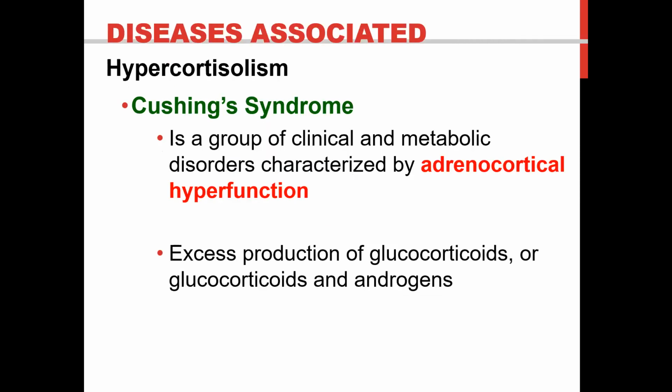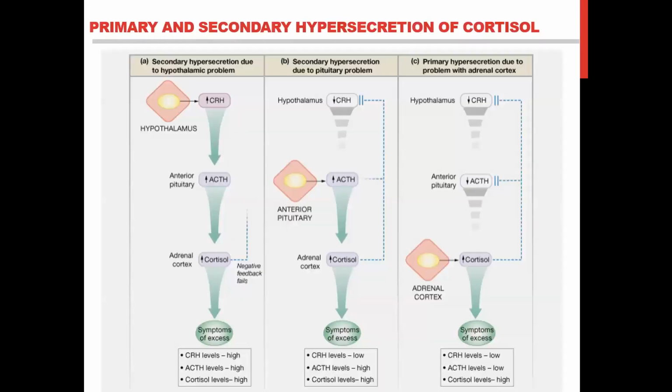For cortisolism, we have Cushing syndrome. This is a group of clinical and metabolic disorders characterized by adrenocortical hyperfunction, and there would be excess production of glucocorticoids and androgens. So this is the primary and secondary hypersecretion of your cortisol.